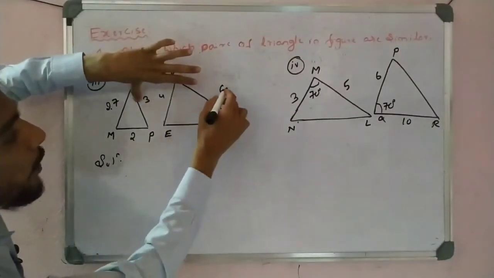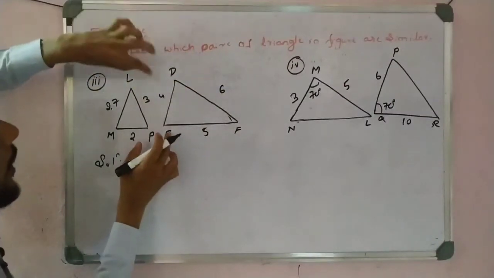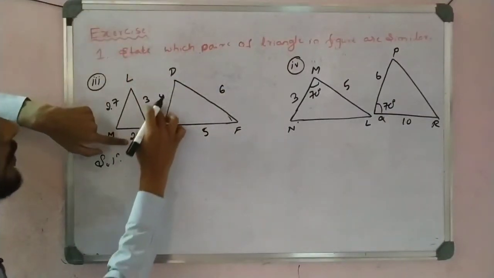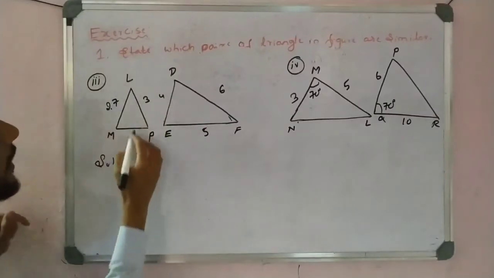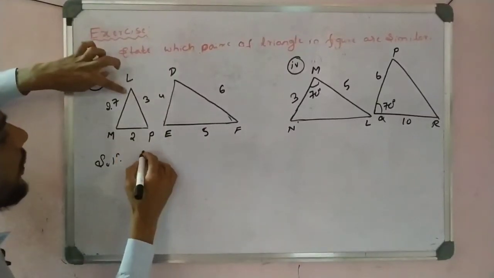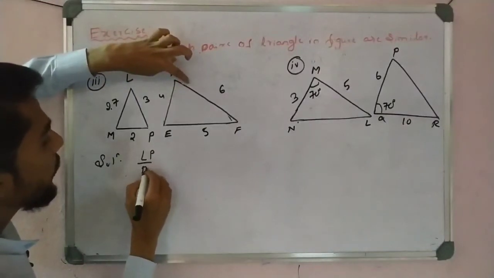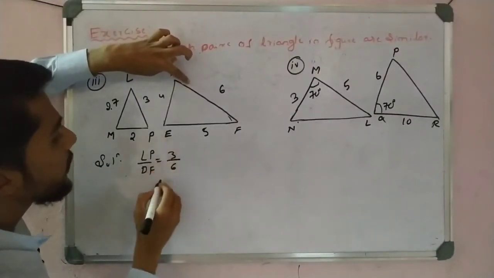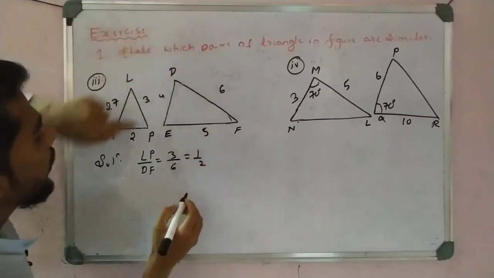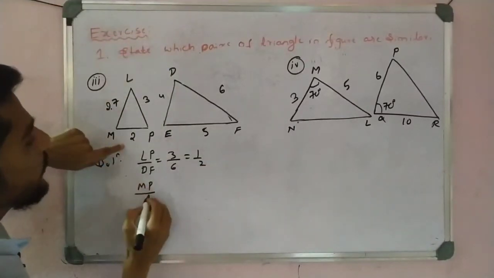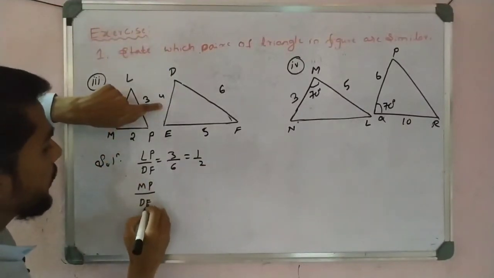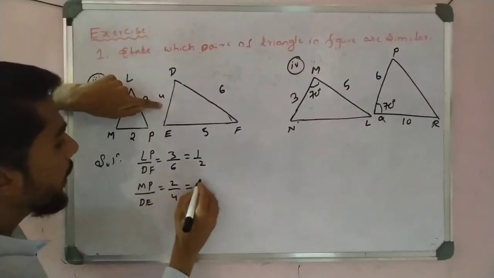3 by 6 and 1 by 2 and 2 by 4, we get 1 by 2, correct? So I can take first LP with 6, that is DF. So it is 3 by 6, it is 1 by 2. Now let us take MP with 4, that is DE. So it also gives 1 by 2.